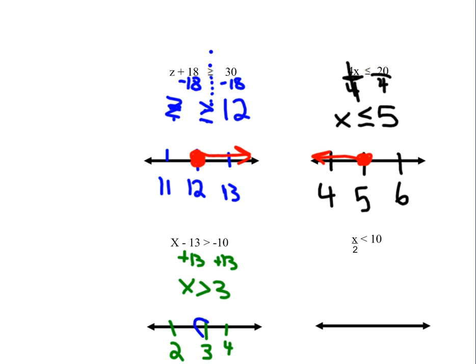So this one's only a greater than sign. I want it to be an open circle. If it's greater than, it should be pointing to the right, because everything on that number line to the right is greater than 3. And my last one here.